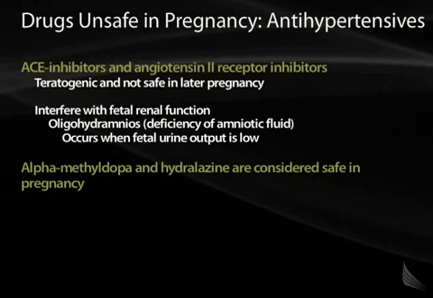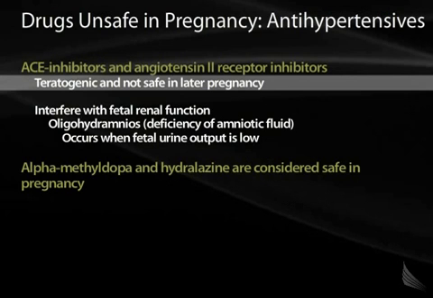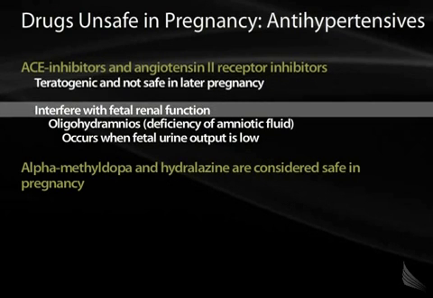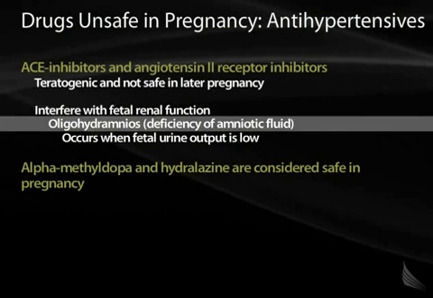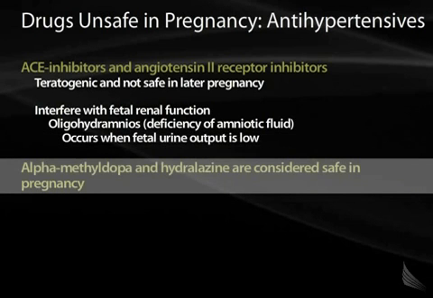Other medications that should not be given during pregnancy include ACE inhibitors and ARBs, or angiotensin blockers. These are considered to be teratogenic and are not safe because they can interfere with fetal renal function and cause oligohydramnios. Oligohydramnios, as you know, can cause fetal injury because there is not enough amniotic fluid in the cavity, and then the fetus is able to become injured because of that. Patients that need antihypertensives during pregnancy can take alpha-methyldopa and hydralazine, which are considered safe in pregnancy.